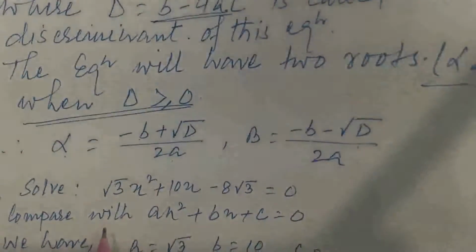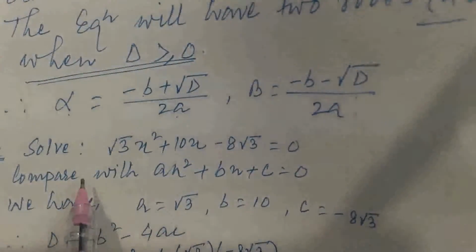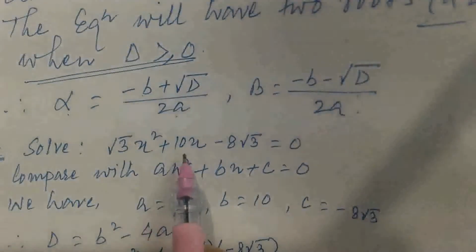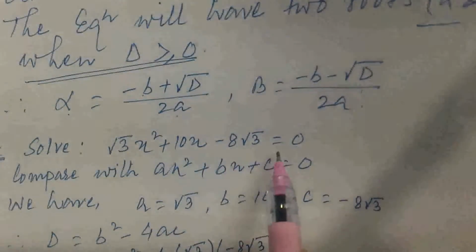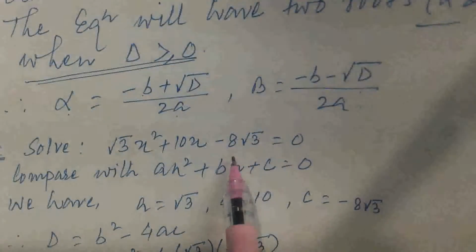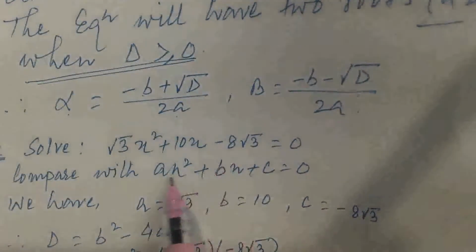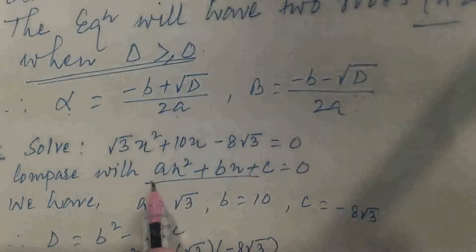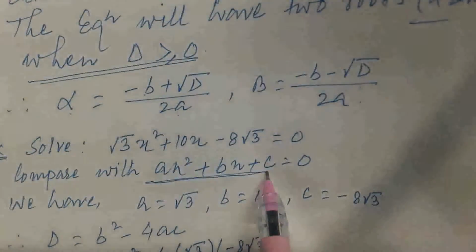Let us take an example. Say you want to solve the equation root 3 x square plus 10x minus 8 root 3 is equal to 0. First we will write it in the standard form. It is already in standard form, and then we will compare it with the standard equation.